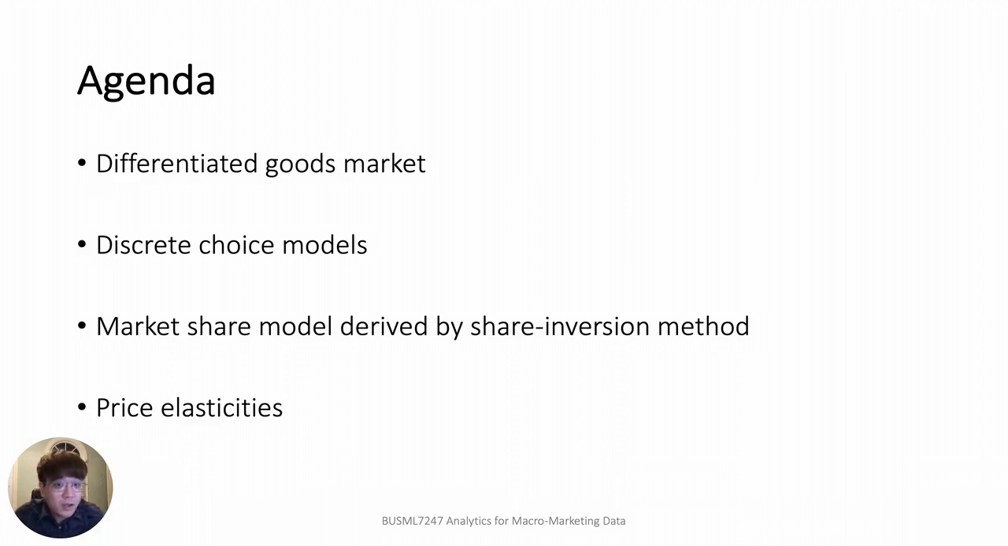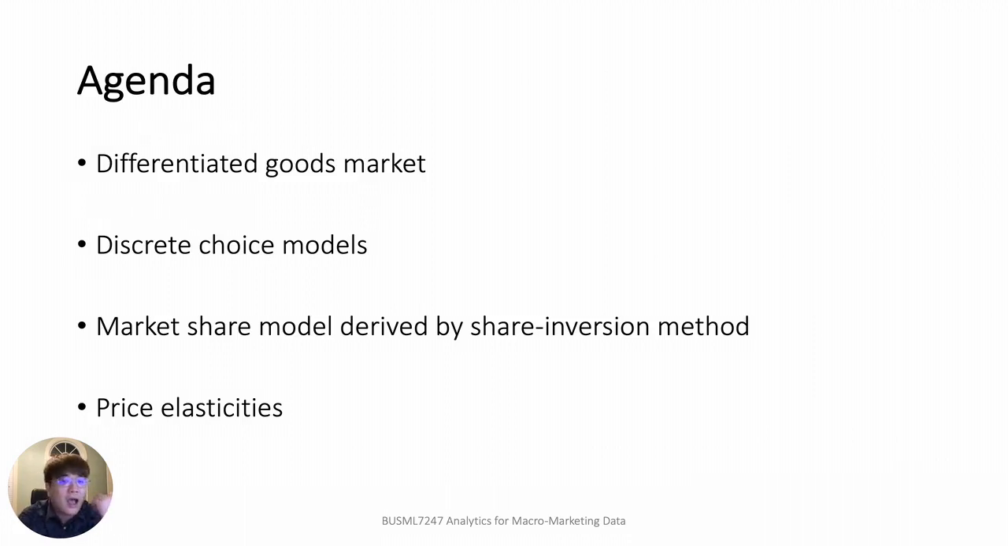In this lecture, I'm going to introduce another important basic model for analysis with macro marketing data. In some markets and industries, no two brands are exactly alike. One brand is differentiated from the other, and consumers usually choose one of the brands in the market per each choice occasion. I first introduce this kind of market, a differentiated goods market.